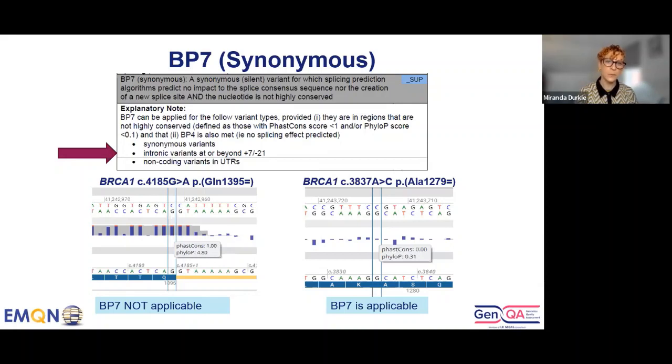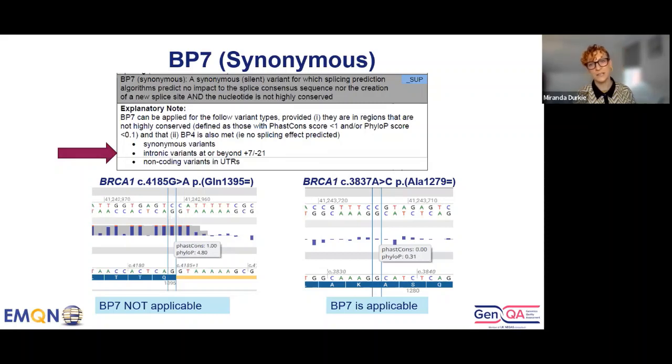I've got two examples here. So on the left is a BRCA1 synonymous change, 4185G>A. But you can see that this variant affects the last G of the exon. You can see that the nucleotide conservation on the track above is very highly conserved, and if you look at splicing, you can say that this variant is predicted to affect splicing. Therefore, BP7 is not applicable for this variant.